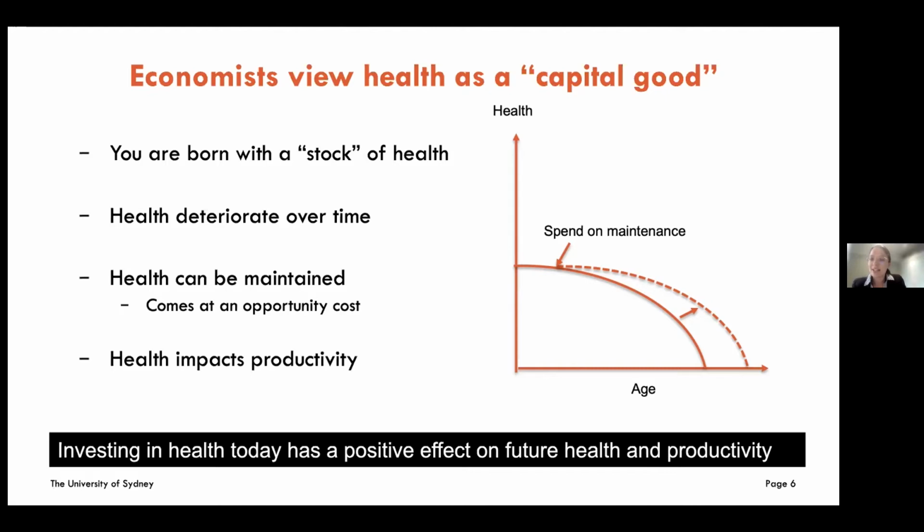Now, to continue with the machine analogy, if you want to, you can spend some of your scarce resources in maintaining the machine or maintaining your health. So here's an example. Imagine around the age of 10, sometime in childhood, you decide to invest some of your resources into improving your health. When you make this investment, it doesn't just pay off today. It in fact shifts out the decay of your health at every point over time. So you can essentially improve your health over your entire lifetime by investing in your health today.